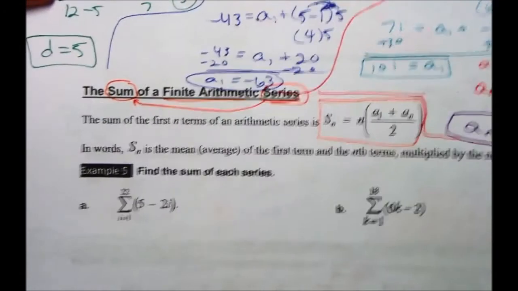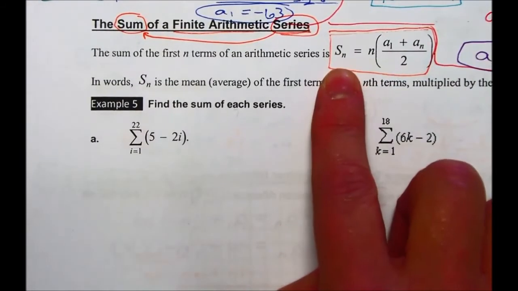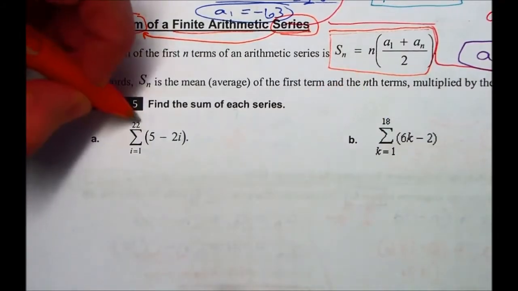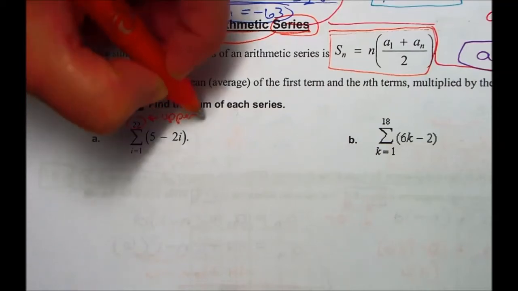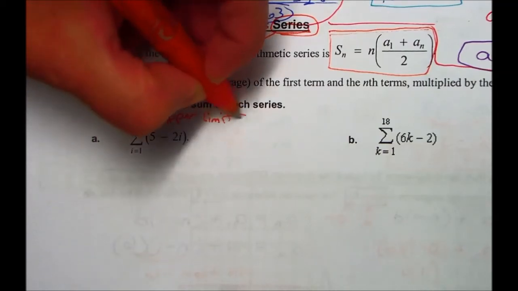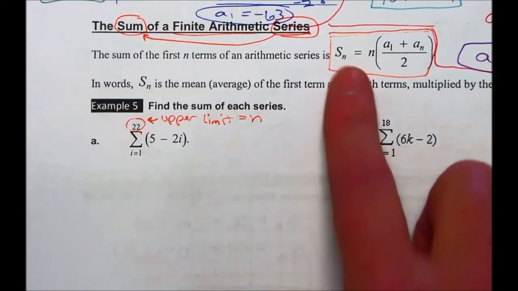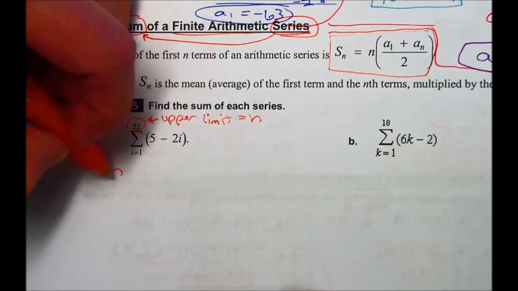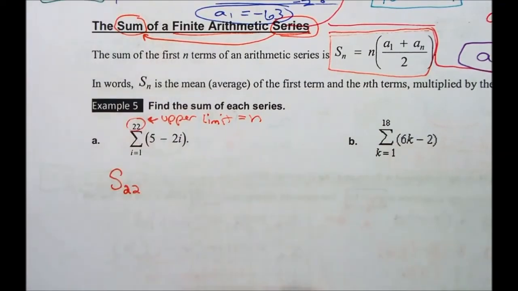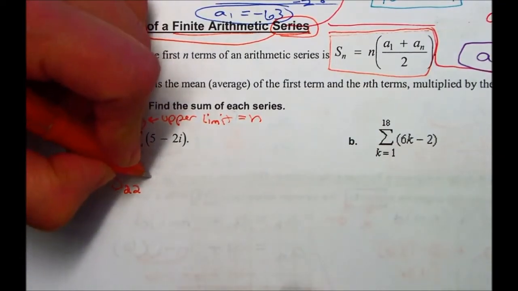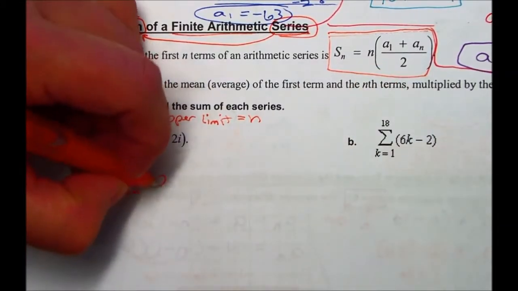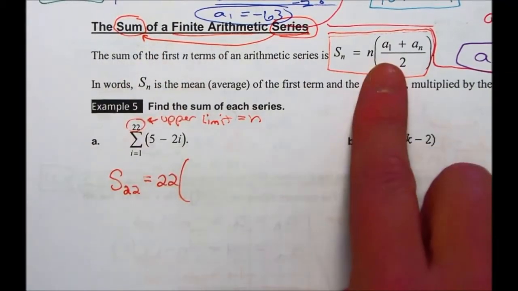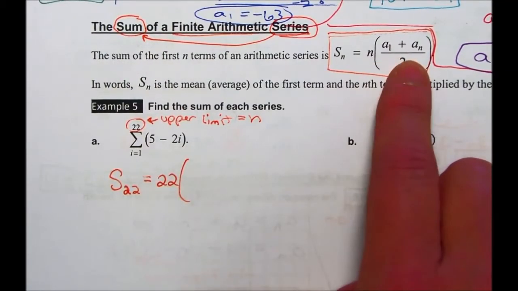Let me just show you the difference. So in this formula, n represents the upper limit. So this is our upper limit, and that is equal to n. So if we're trying to find the sum of the first 22 numbers of this sequence, or s sub 22, it's going to equal our n, which is 22 again, and then a sub 1 plus a sub n over 2.